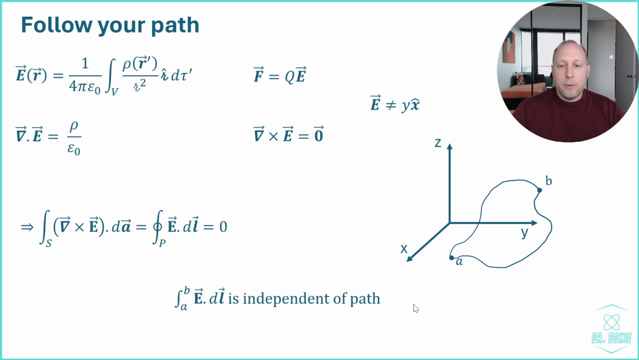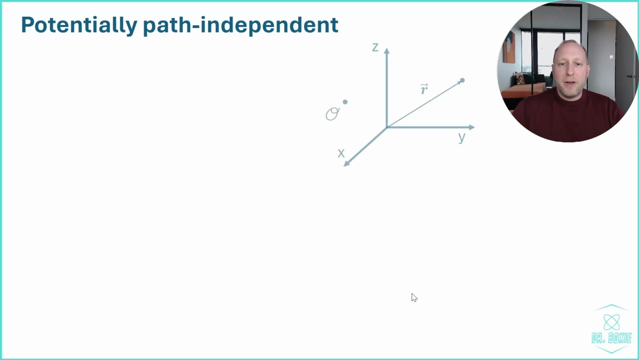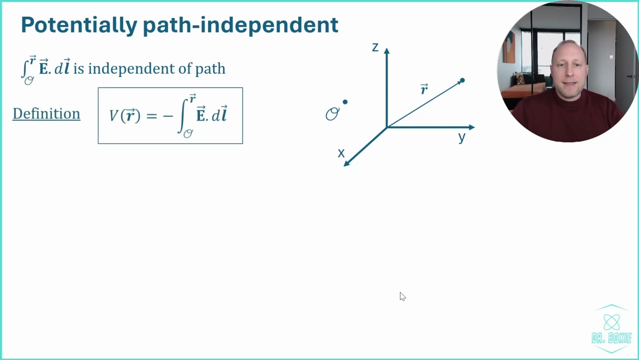How can we use this fact now? We choose some reference point, which I called curly O, and some field point in space, which is characterized by the vector r. And we know now that the line integral from O to r is independent of which path we choose between those two points. Because of this, we can define a function V as this integral with a minus sign. The minus sign is simply there for historical reasons. It's a convention.